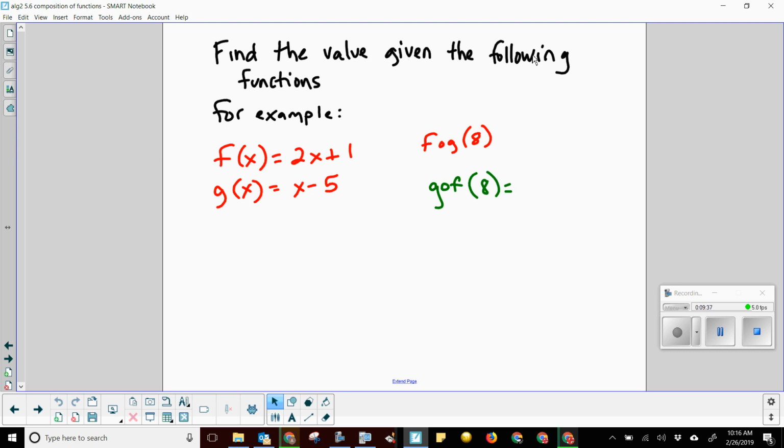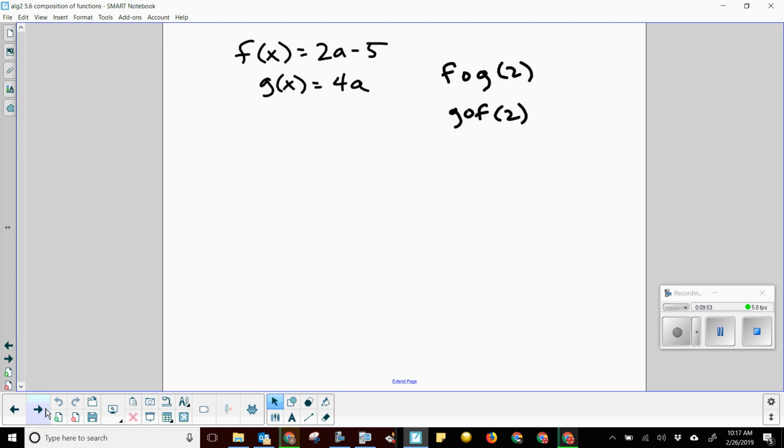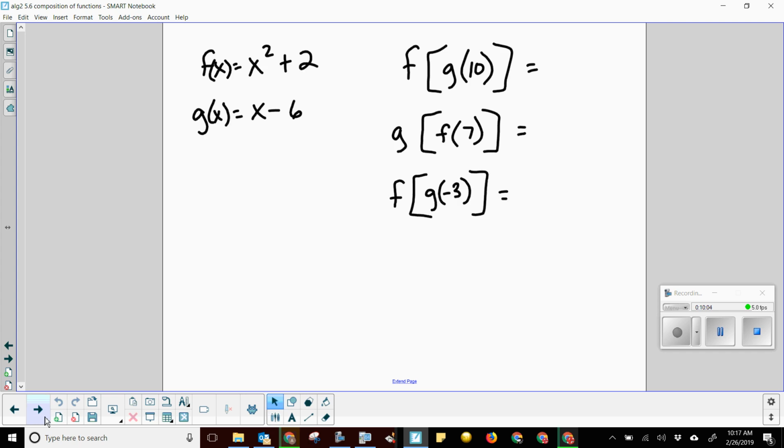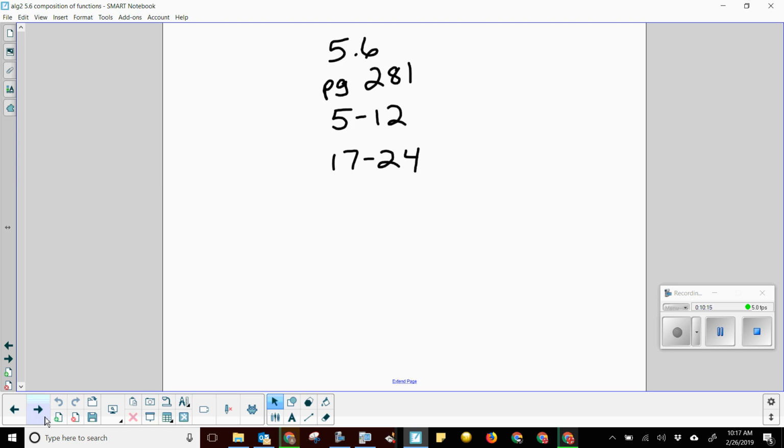So find the value given the following functions. Find f of g of 8 and g of f of 8. You can just plug these into one and then plug it into the other. But definitely give this one a try on your own. See what's happening. Same thing here. We have f of g of 2 and g of f of 2. You could plug in one or the other, but you might as well just find f of g and g of f and then plug in from there. Normally I have these all written out for you to see, but I'm wanting to challenge you a little bit on this. So you can see what's happening.